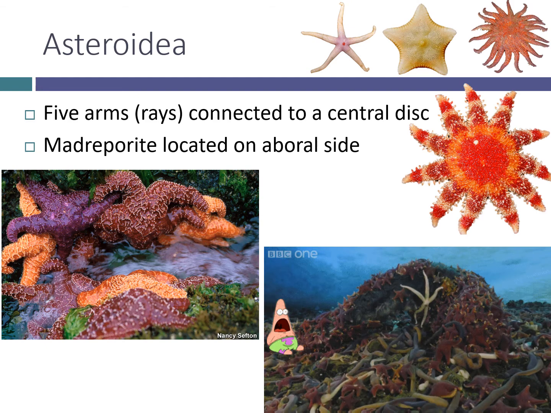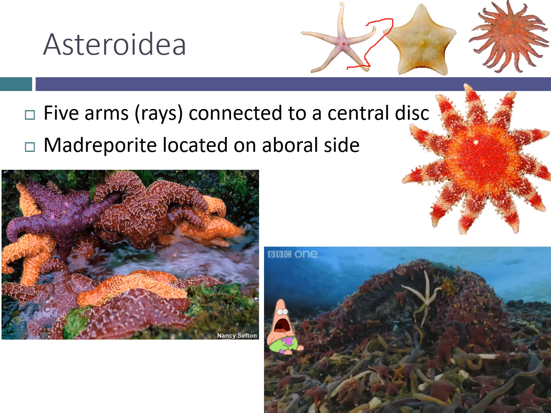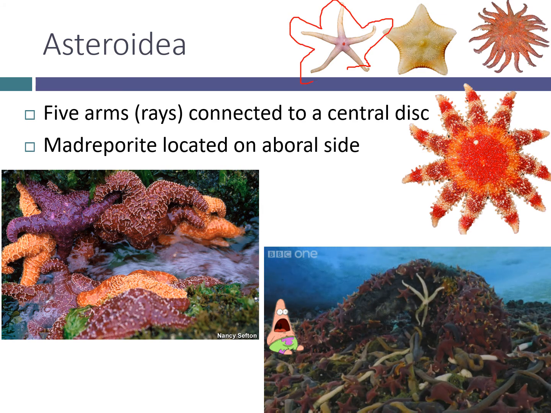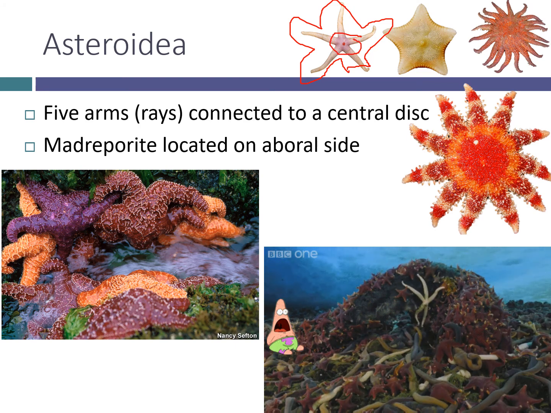Astroidea, okay, you got 5 arms, also called rays, connected to a central disc. That is like the generic body plan, all right? 1, 2, 3, 4, 5, around a central disc. However, you can have 5, you can have way more than that, okay?